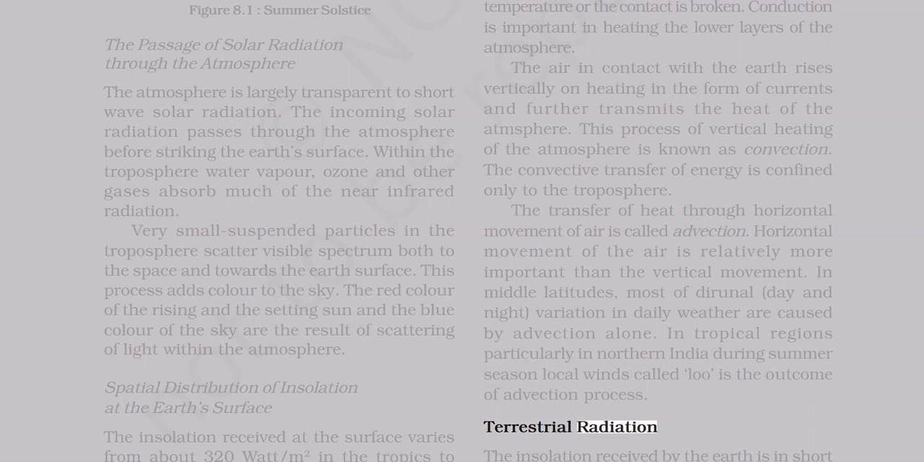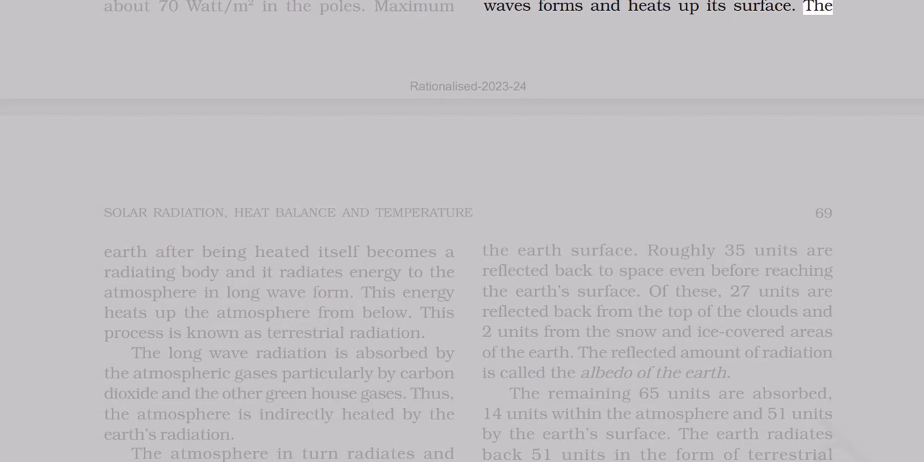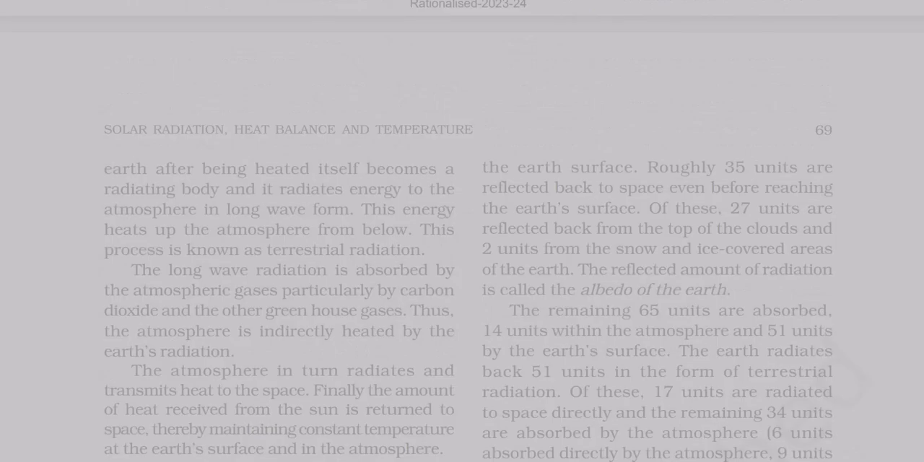Terrestrial radiation. The insolation received by the Earth is in short wave form and heats up its surface. Figure 8.1, Summer Solstice. Roughly 35 units are reflected back to space even before reaching the Earth's surface.